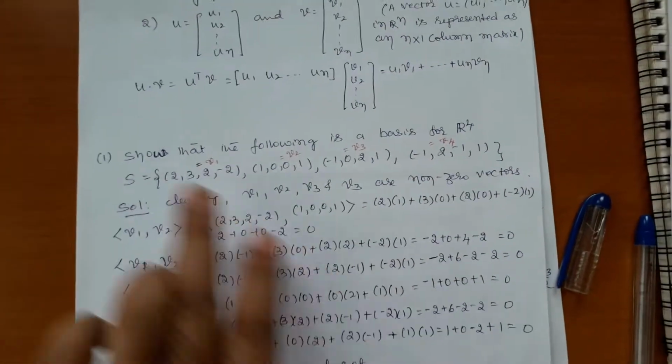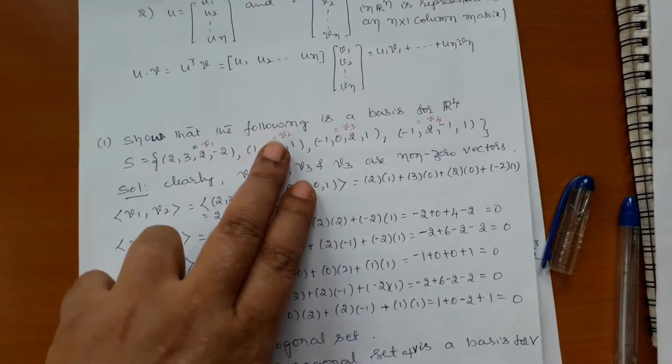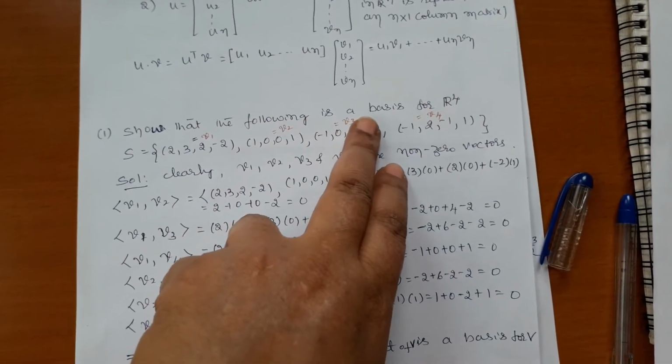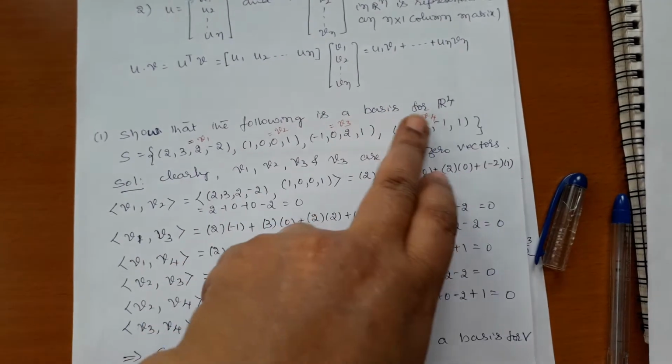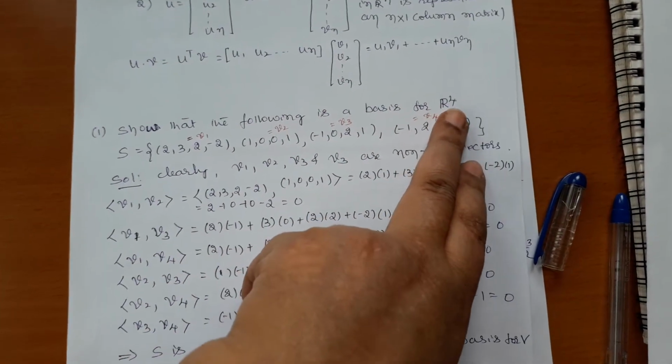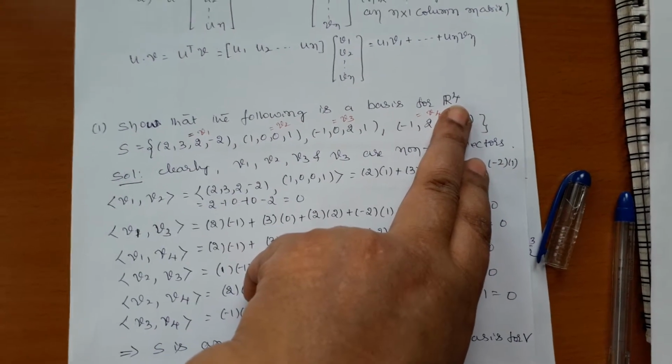Next is: show that the following set of vectors is a basis for R power of 4, Euclidean space with dimension 4.